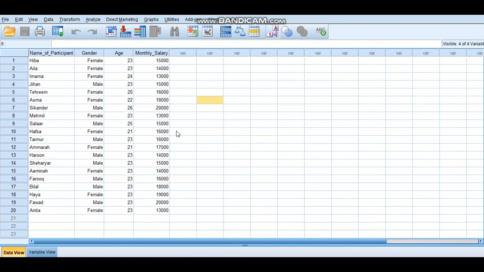Coming towards the performance of the one sample t-test, here we have 20 entries of Pakistani individuals and their monthly salaries. Let's suppose that the average monthly salary of a Pakistani individual is known to be 16,000 rupees.